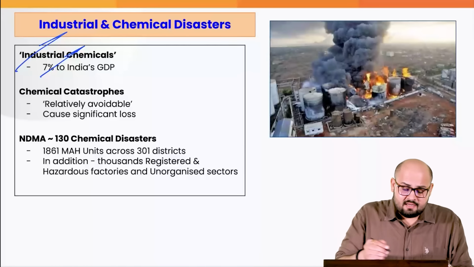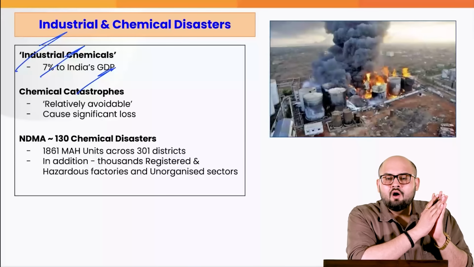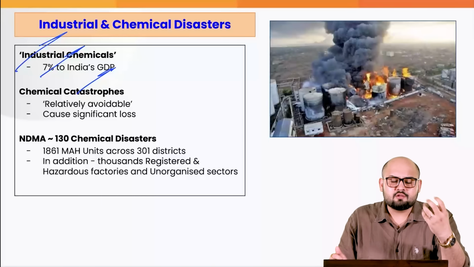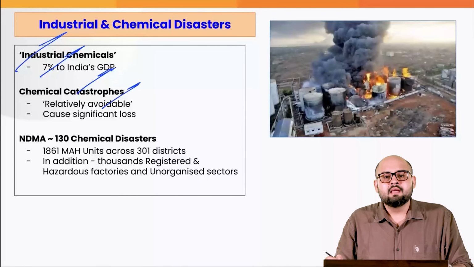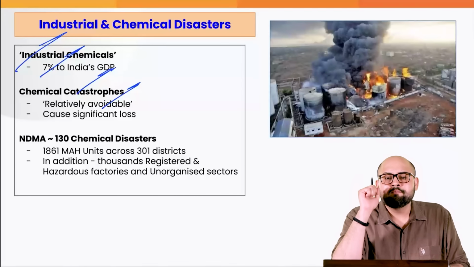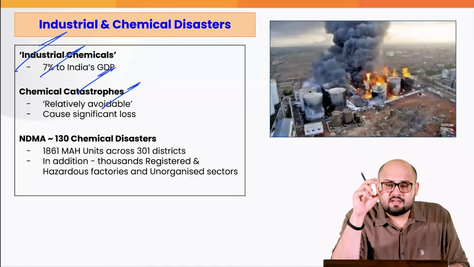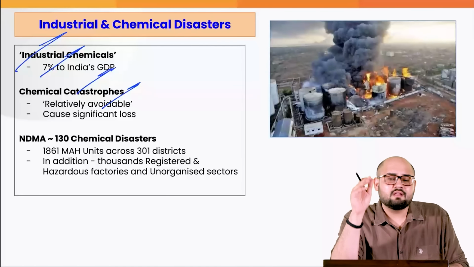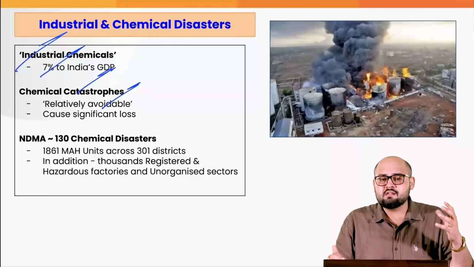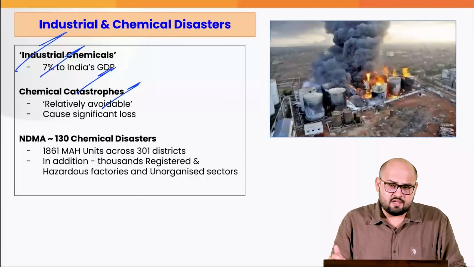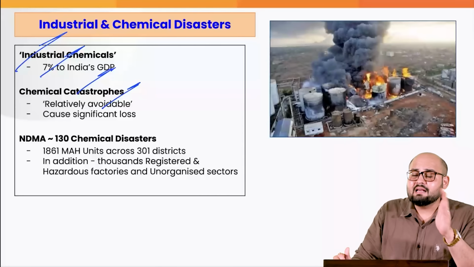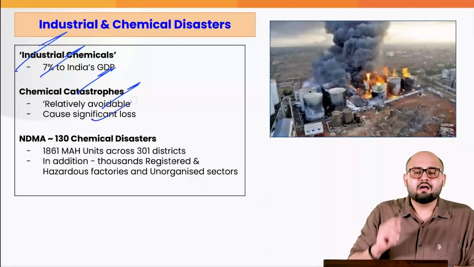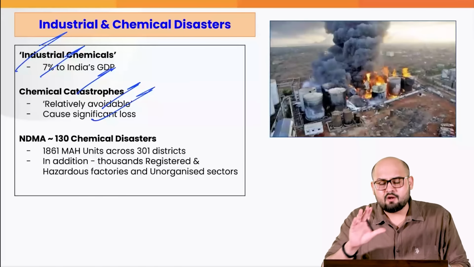Now, these chemical catastrophes, be it the blast in the boilers or the breakage of the assembly pipelines, these instances are relatively avoidable if there is proper focus and attention towards the safety aspect, towards the retrofitting aspect. If regular safety audits are taking place, then these incidents can be avoided. But again, what we see is that there is total negligence on the part of the owners, and there's also the illegal nexus between these factory owners and the administration. And this has caused a significant loss to human life and also property.